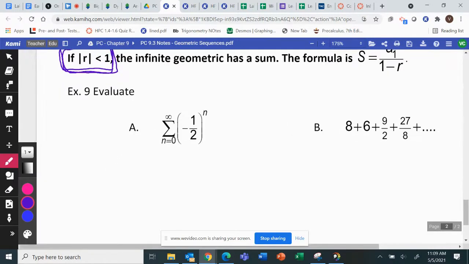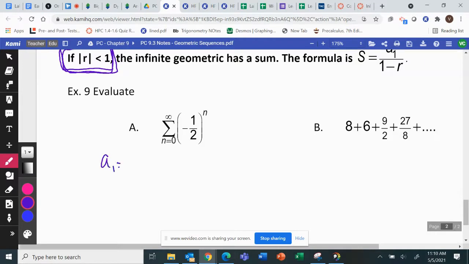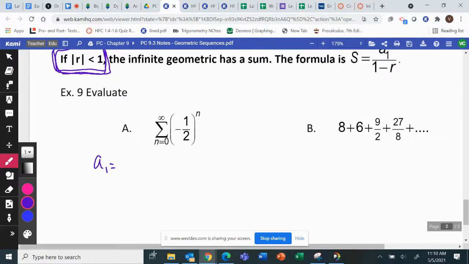So the first thing we do is decide what our R value is. Well, we also have to find our a sub 1. So a sub 1, what am I going to plug in? For a sub 1, what am I plugging in? 1 is incorrect, but thank you for trying. It tells me what to plug in. See this bottom number? This is what we plug in. That is not the term number.